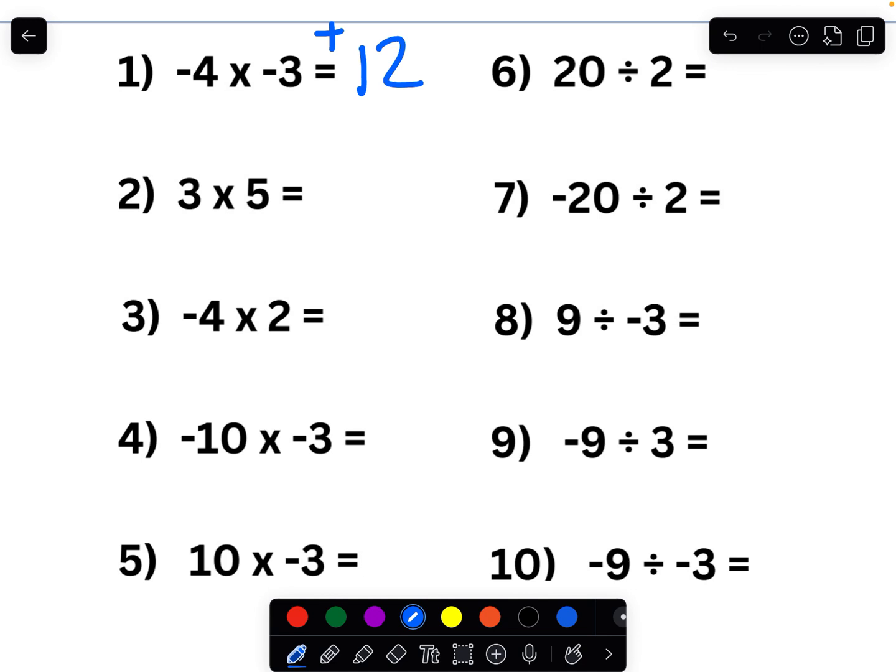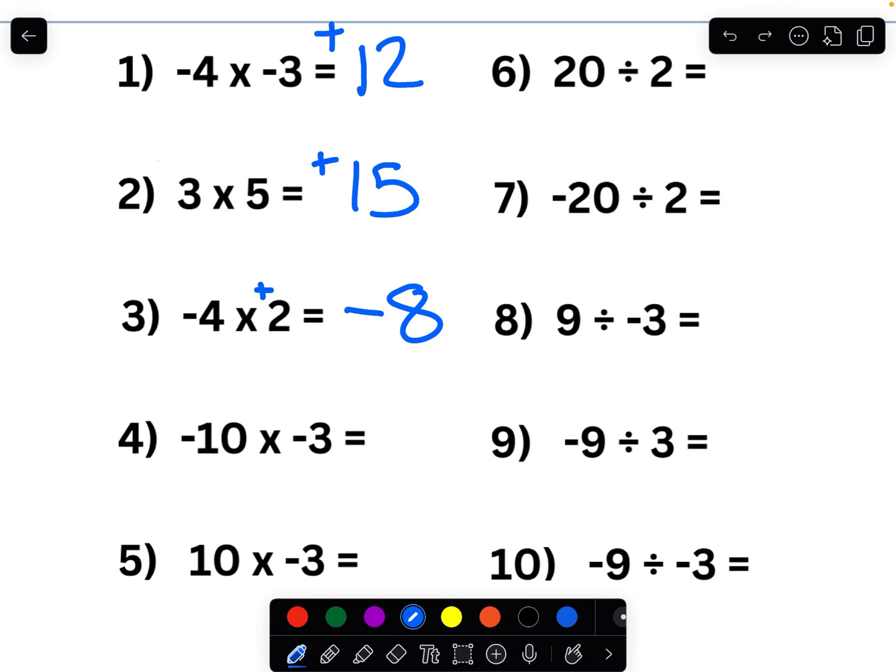Same signs, always positive. Here I've got the same signs again, positive 3 times positive 5. That's going to make same signs, always positive. Now here is something different. We've got negative 4 times positive 2. Different signs, always negative. Here we have negative 10 times negative 3.